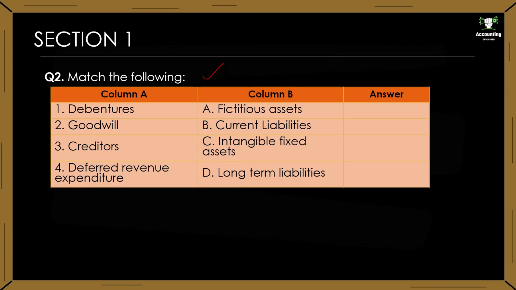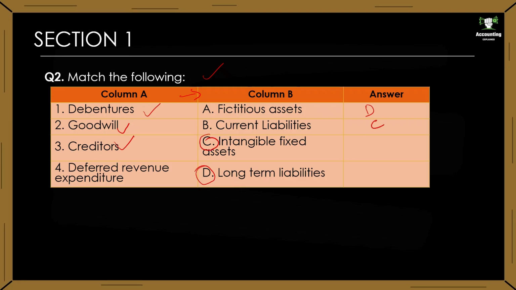Match the following. We have to match column A with column B. First is debentures. Debentures are long-term borrowings. In other words, we can say it as long-term liabilities. So, for one, answer is D. Next, goodwill. Goodwill are called as intangible assets. The quality of intangible fixed assets are they cannot be touched or seen, but it has got a resale value. So, for 2, answer is C.